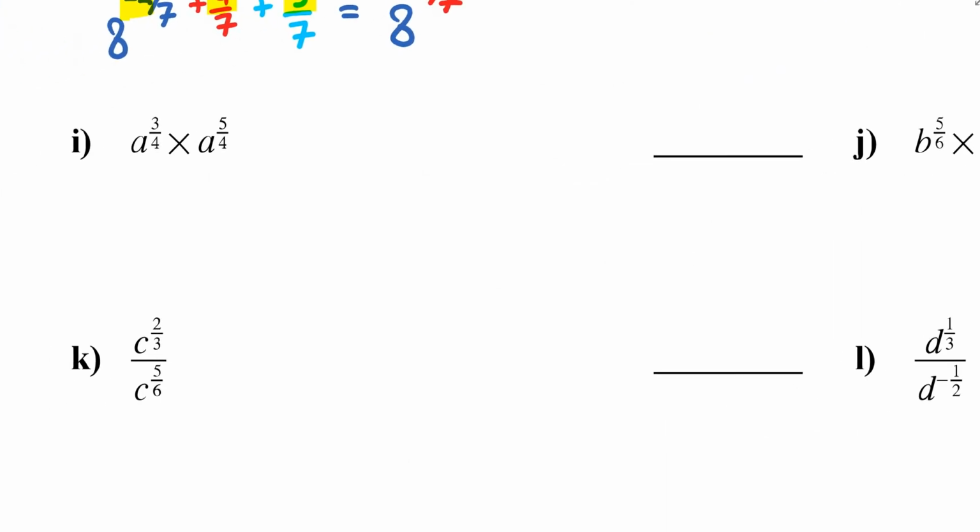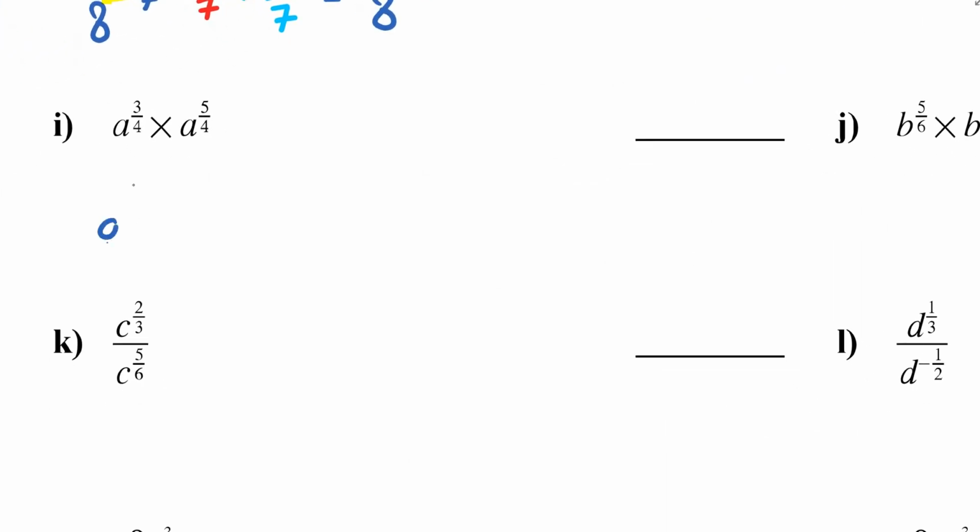Okay, so we move on to I. These are not too bad here, so 3 over 4 plus 5 over 4. 3 plus 5 is going to be 8, so this is going to be a to the power of 8 over 4, which is a to the power of 2. 8 divided by 4 is 2.